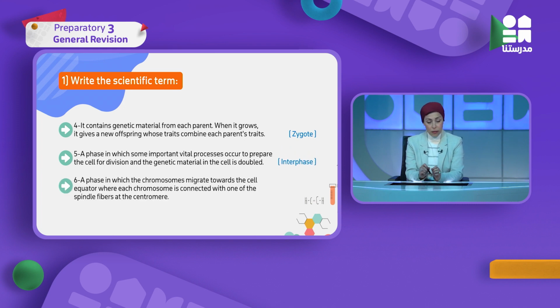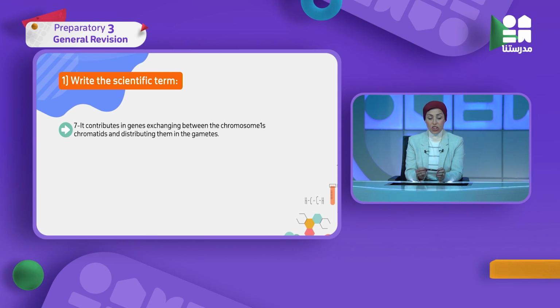Next question. A phase in which the chromosomes migrate toward the cell equator. Of course, I know that all of you know the answer because you highlight the phase and the chromosomes migrating to the equator. So the answer is the metaphase. My keyword is equator. The answer is, of course, metaphase.